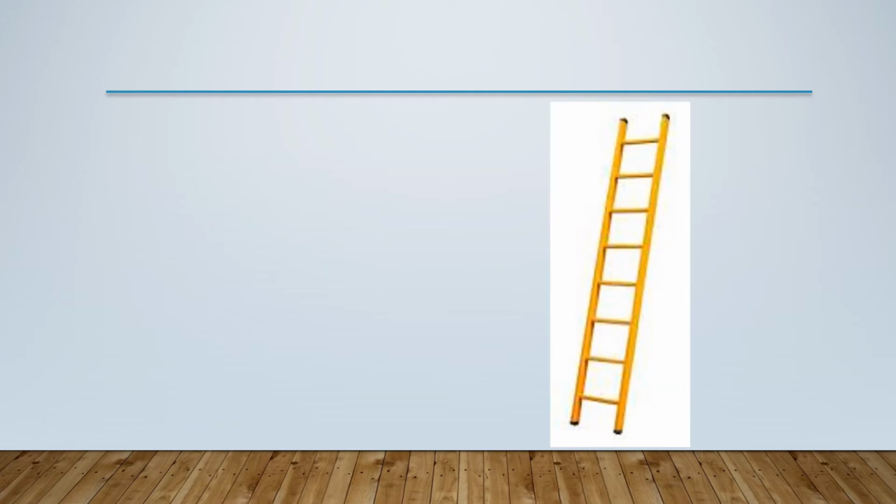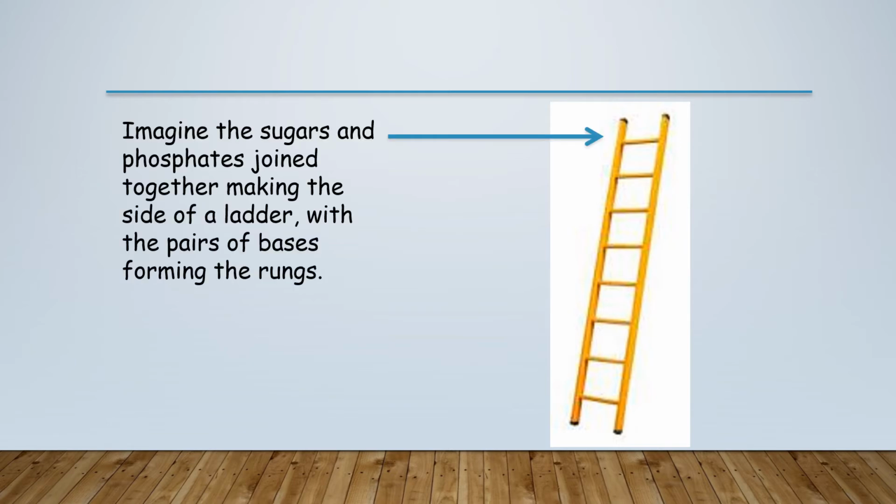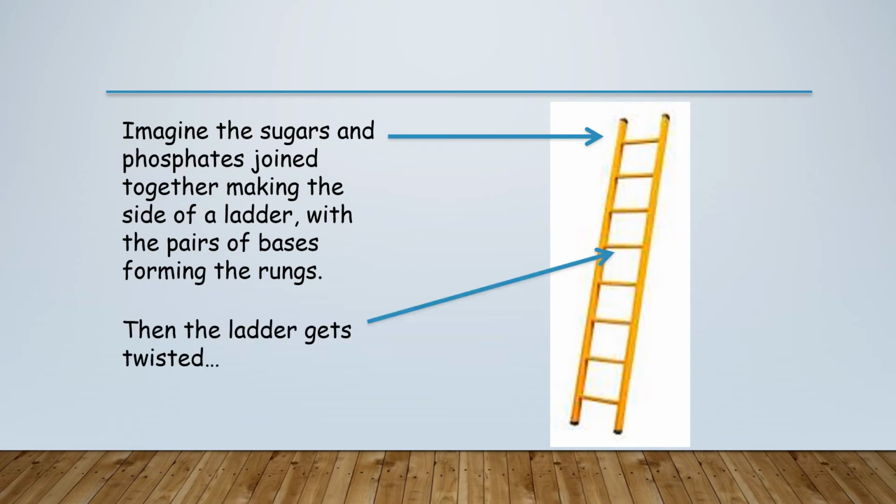And one way we often think about the structure of DNA is a ladder. Fairly simplistic, but it does work. So the sugars and the phosphate join together to make the side of the ladder. So that sugar-phosphate backbone is the outside of the ladder, and our bases that go and join up in the middle would then be considered the rungs.